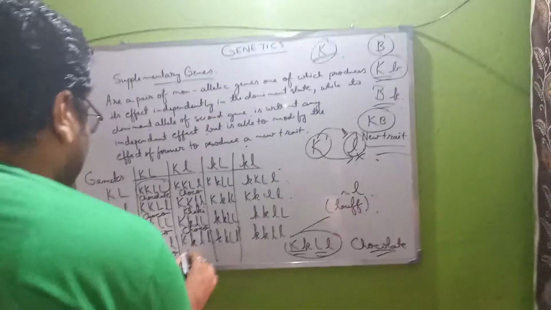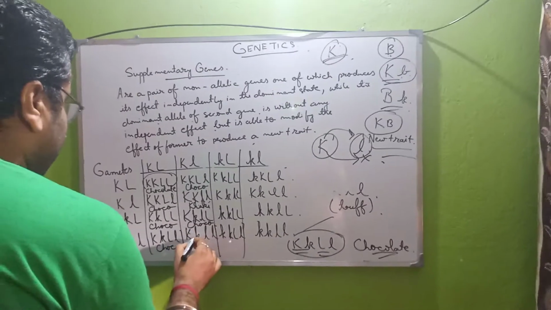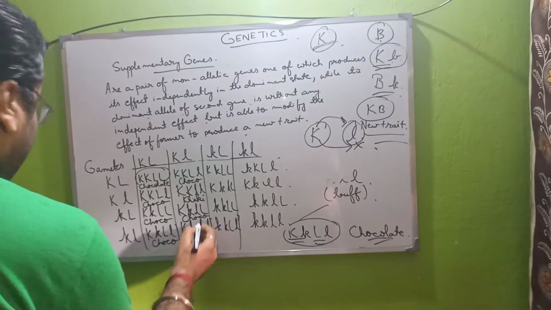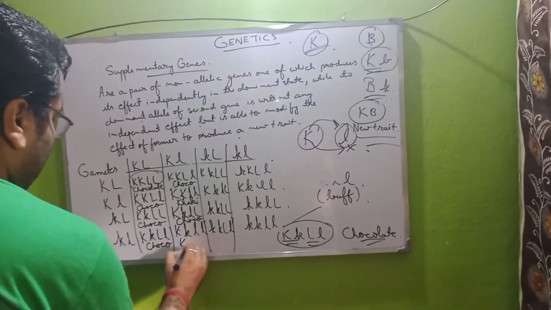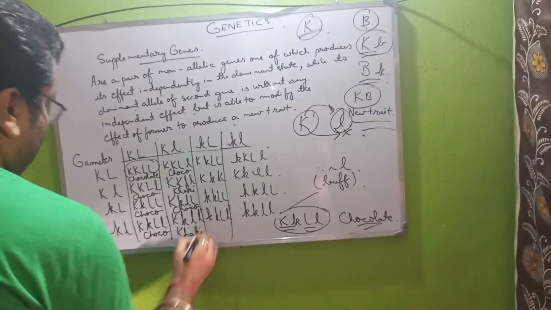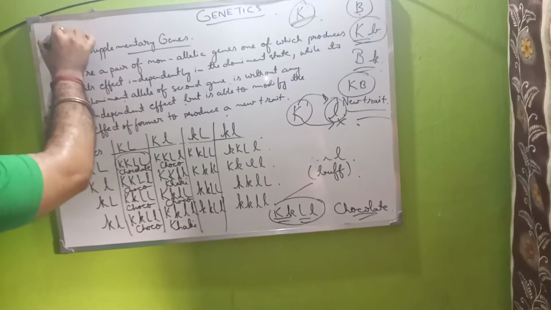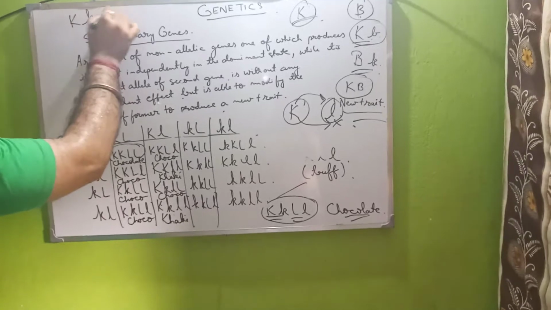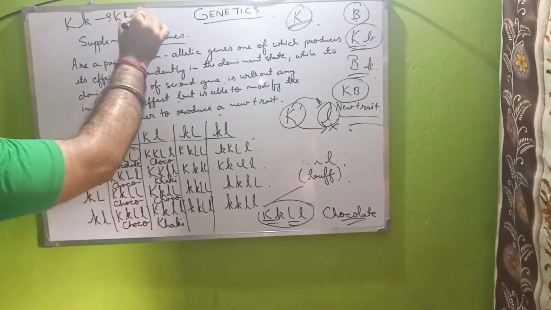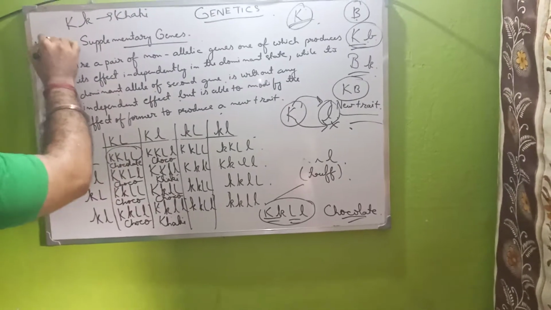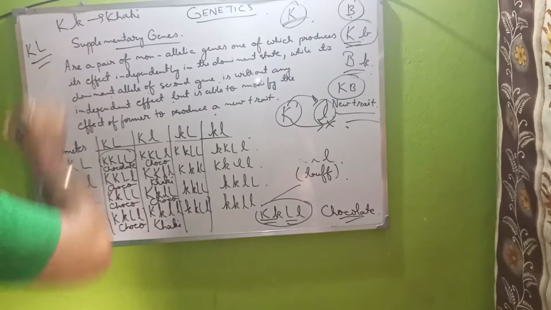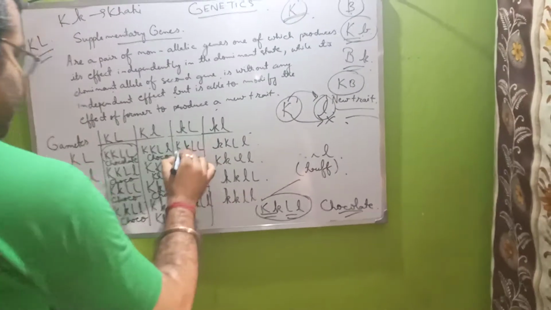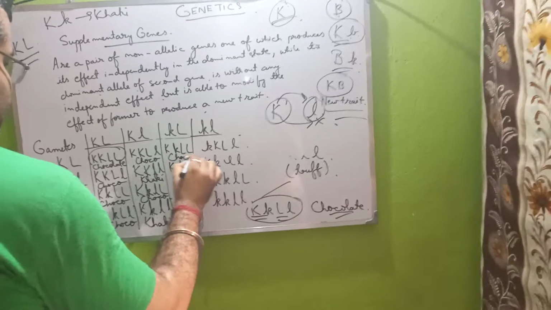So this one will also be, see, capital K is present in one allele and one is small k, so it will also be a khaki color, because if one of the alleles of capital K is capital K, then it will be a khaki color. If one K, one L is capital, then it will be chocolate color.